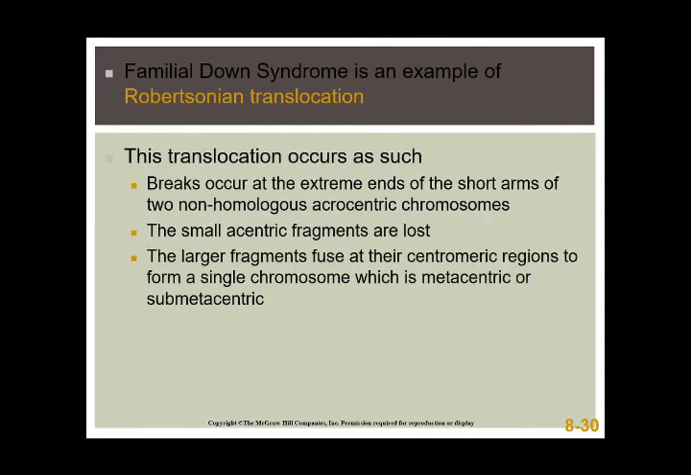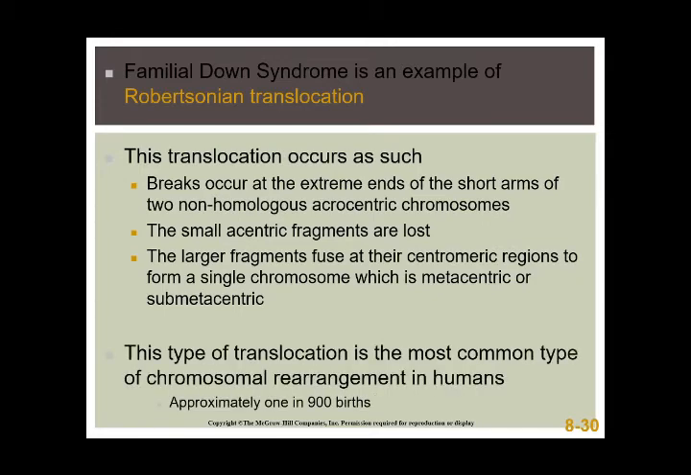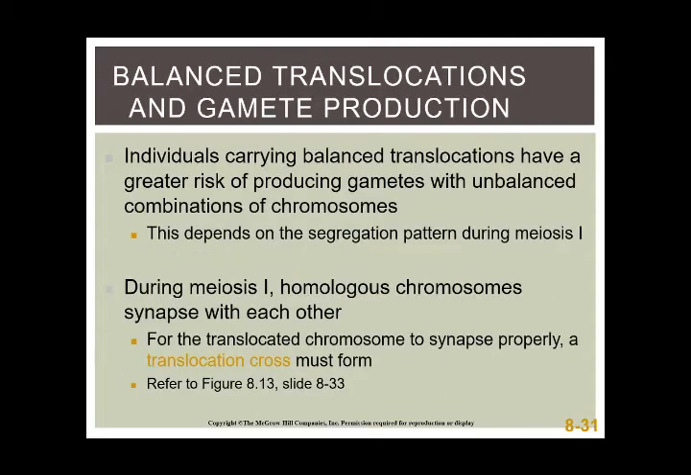Familial Down syndrome is an example of Robertsonian translocation. The translocation occurs as such. Breaks occur at the extreme ends of the short arms of the 2 non-homologous acrocentric chromosomes. The small acentric fragments are lost. So the larger fragments fuse at the centromeric region to form a single chromosome, which is metacentric or submetacentric. This type of translocation is the most common type of chromosomal rearrangement in humans, approximately 1 in 900 births.